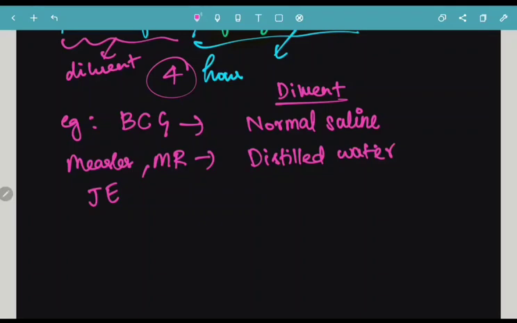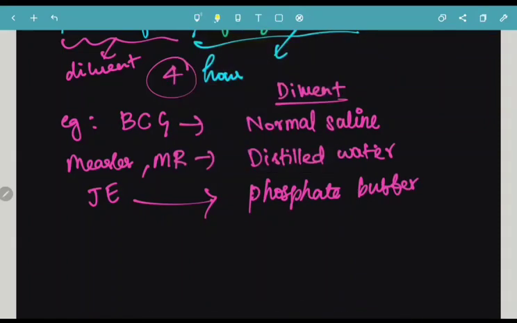Next, coming to Japanese encephalitis vaccine. JE vaccine is to be used only up to half an hour after reconstitution. Remember, we already studied that usually powder forms can be used up to 4 hours of reconstitution, but Japanese encephalitis vaccine alone is an exception because you need to use it within half an hour after reconstitution. And the diluent used in Japanese encephalitis is going to be phosphate buffer.